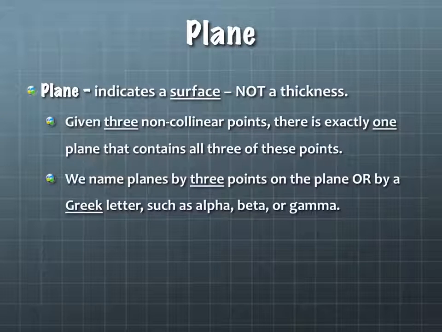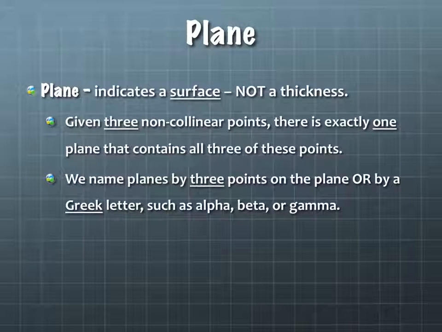So given 3 non-collinear points, there is exactly one plane that contains all 3 of the points. And I'll talk about that more in a second. We name planes by 3 points on the plane or by a Greek letter such as alpha, beta, or gamma.